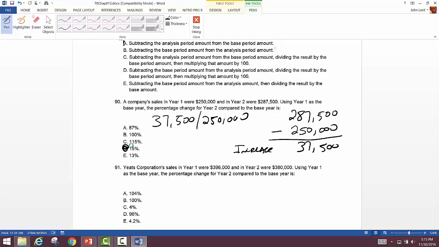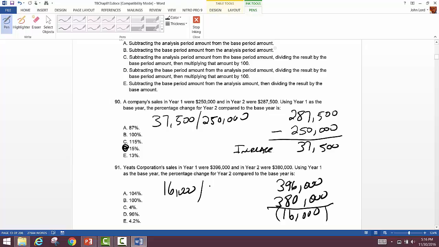Okay. Yeats Corporation sales in year one were 396,000, and in year two were 380,000. So 396,000 minus 380,000 gives me 16,000. This is a decrease, isn't it? So I take that 16,000 and divide it by 396,000, the base year, year one. That gives me a percentage decrease of 4%.